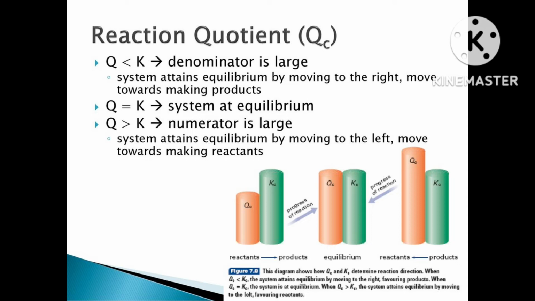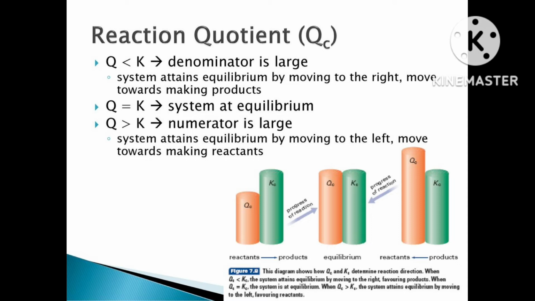2 into 10 to the power minus 3. Okay, for the reaction 2A giving B plus C, its Kc value is 2 into 10 to the power minus 3. At a given time, the composition of the reaction mixture is: molar concentration of A is equal to molar concentration of B, and B is equal to C, that is equal to 3 into 10 to the power minus 4 M.